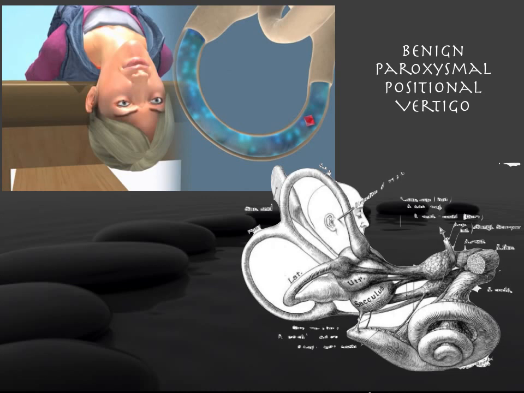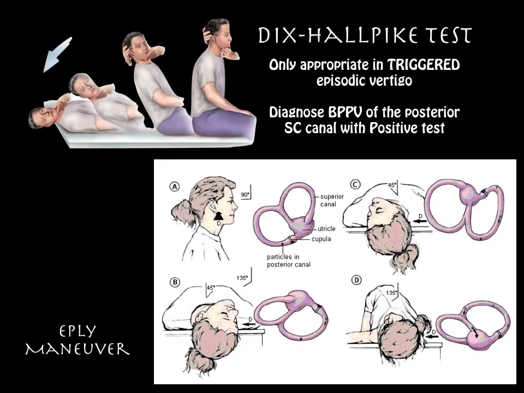These tend to get dislodged and stuck up in one of the semicircular canals, which causes abnormal flow of the fluid in the semicircular canals. Unlike Meniere's, which is too much fluid in the semicircular canals. And this can be diagnosed with the Dix-Hallpike test. Remember, this test is only truly appropriate as a method of diagnosis in triggered episodic vertigo. You can use it in the other kinds of vertigo, but it is not going to make a diagnosis.